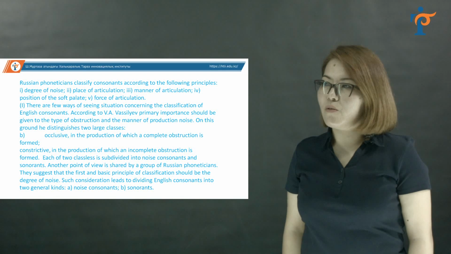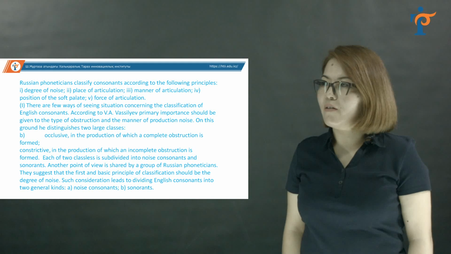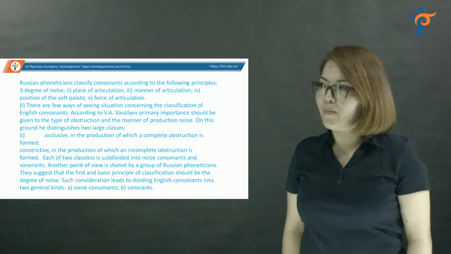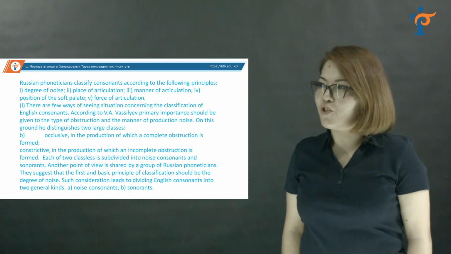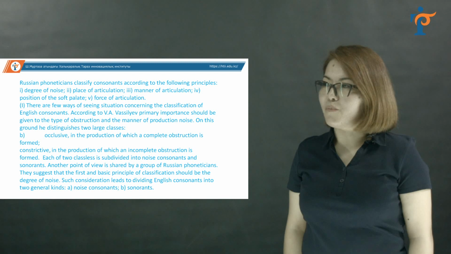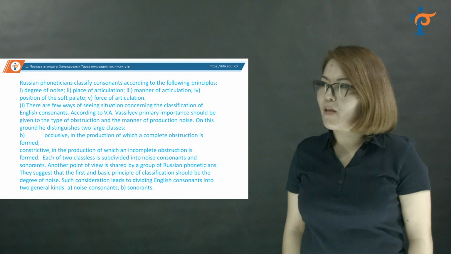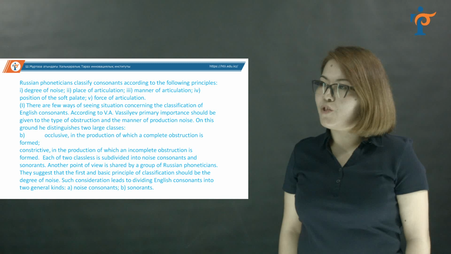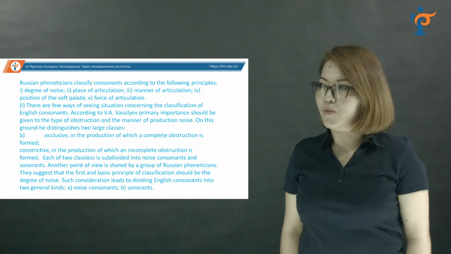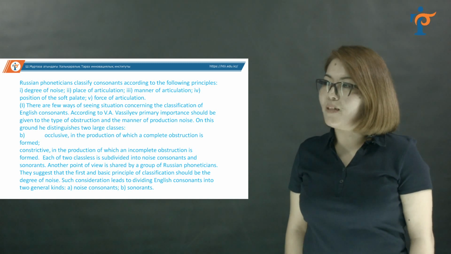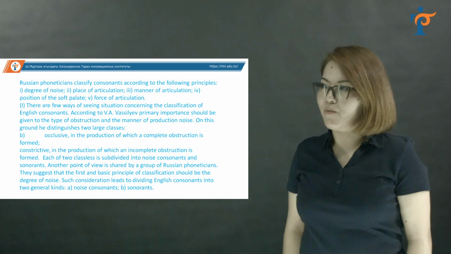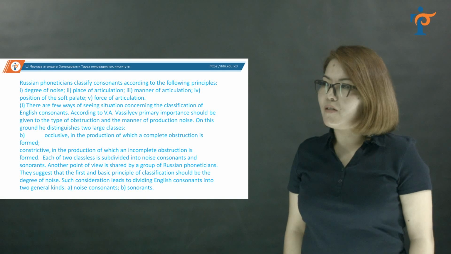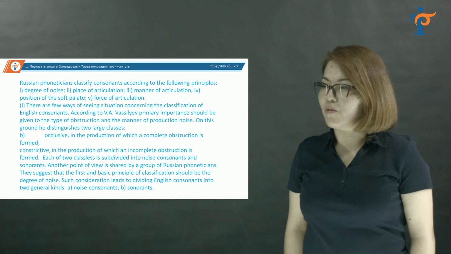There are a few ways of seeing the situation concerning the classification of English consonants. According to Vasilyev, primary importance should be given to the type of obstruction and the manner of production of noise. On this ground, he distinguishes two large classes: occlusive, in the production of which a complete obstruction is formed, and constrictive, in the production of which an incomplete obstruction is formed. Each of the two classes is subdivided into noise consonants and sonorants.